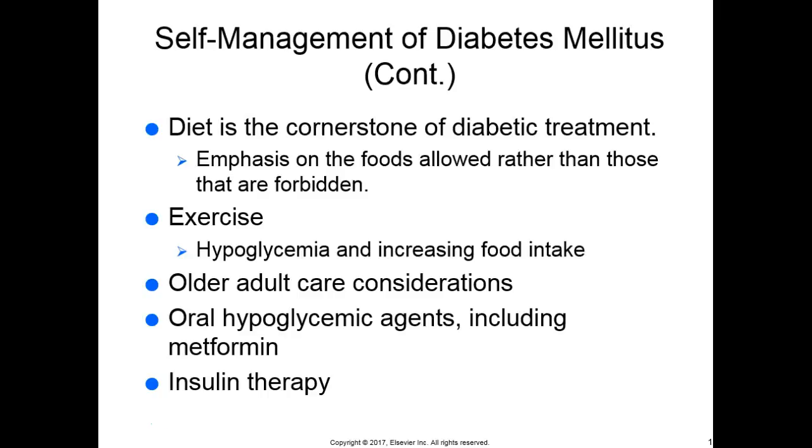Diet is the cornerstone of diabetic treatment. Weight gain is common with type 2 diabetics because of their high caloric intake and their decreased availability of endogenous insulin. So weight gain can make patients with type 2 diabetes even more insulin resistant. Type 2 diabetics can control their blood glucoses by reducing their caloric intake and increasing their physical activity.